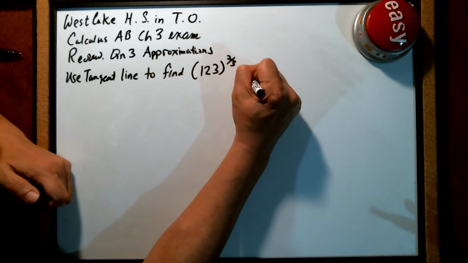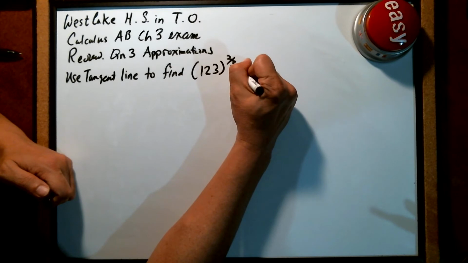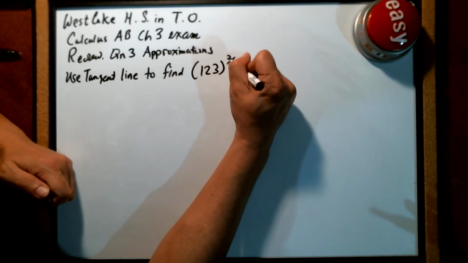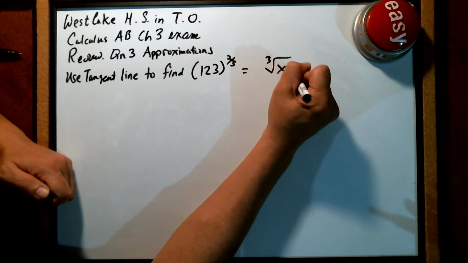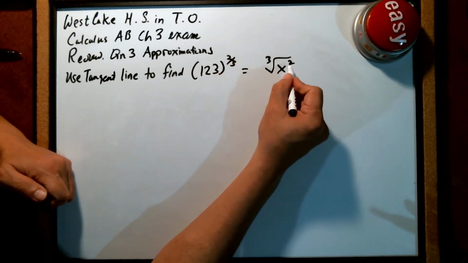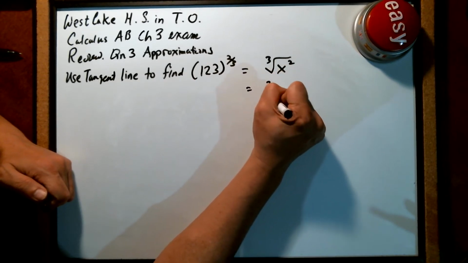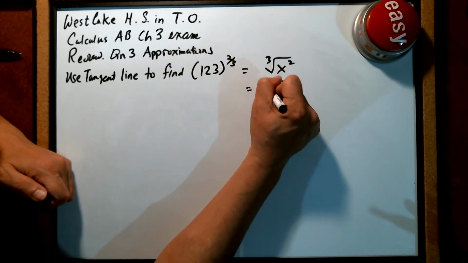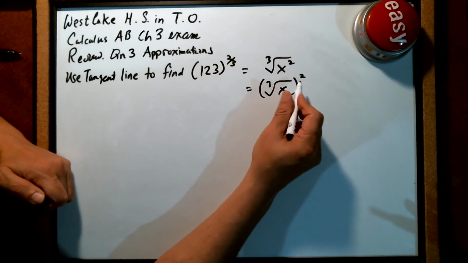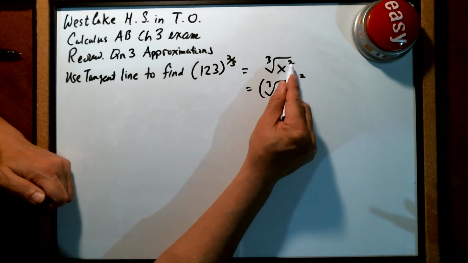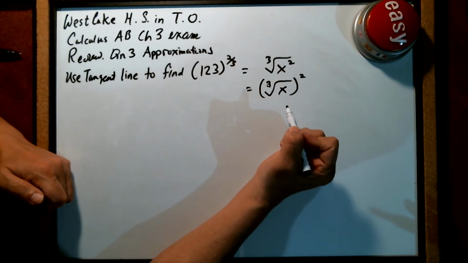First of all, I want to change this to radical form. The 3 in the denominator becomes a root, so it's the cube root of x squared. The numerator can go up here as an exponent, or we can also write the cube root of x, quantity squared. When you want to evaluate, it's a little easier to put the square on the outside instead of on the inside.